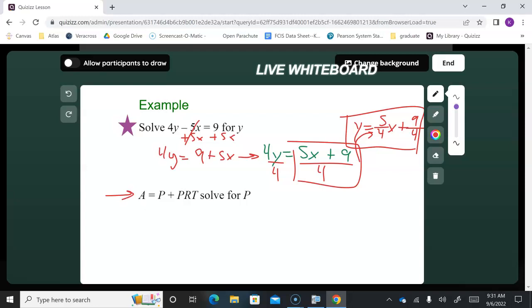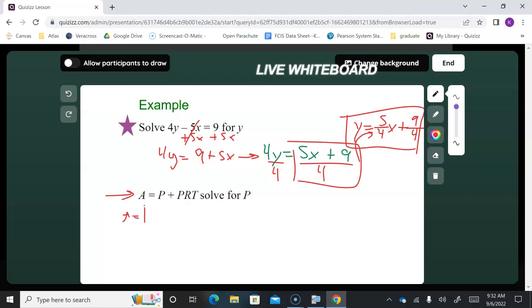Now, this one's super fun. I think it's super fun. What's the difference between this one and the last time we saw this formula? You've got to solve for P, but why is that going to be different than solving for T? Twice. I have P in there twice. In order to solve for P, I can only have 1. So what I need to do is turn 2 P's into 1 P.